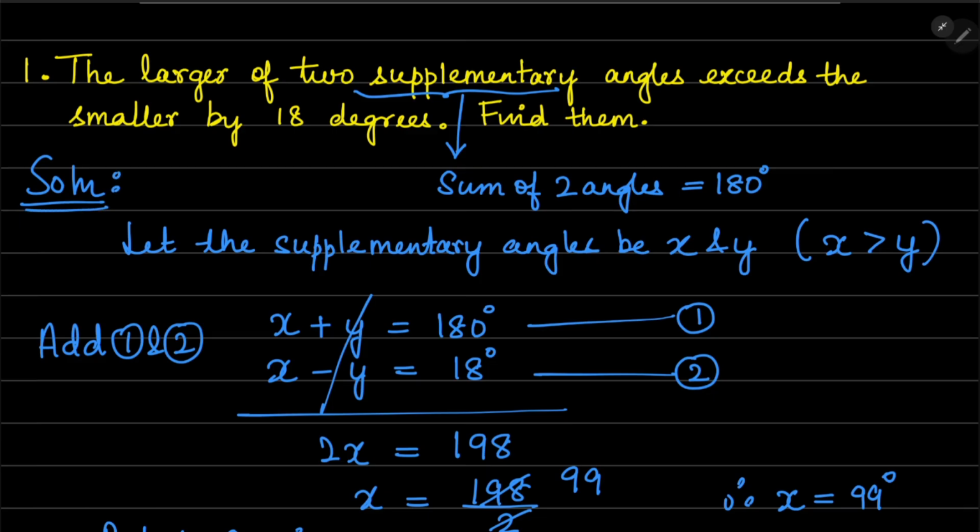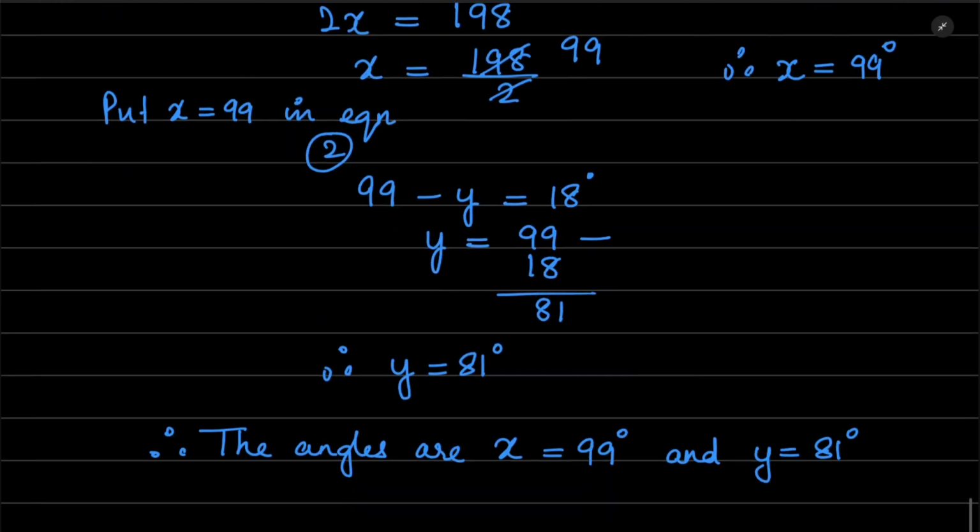Understand the question and just write the linear equations out of it. You need two linear equations and then you have to solve them. What do you mean by solving them? You have to find the values of x and y. Now let's move on to the second question.